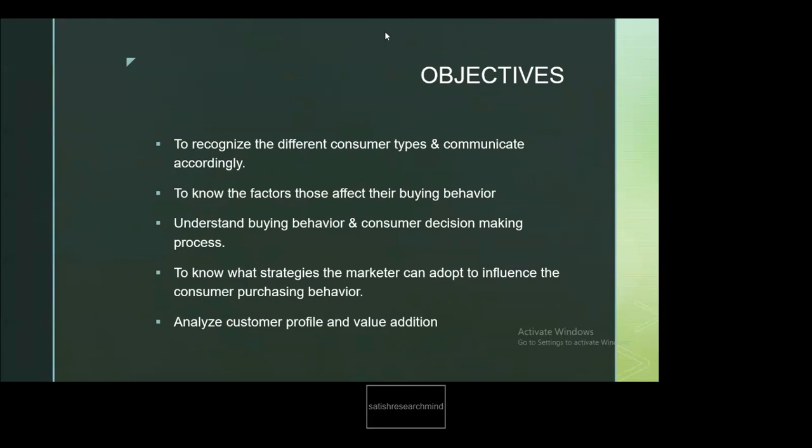What are the objectives? There are mainly five objectives. The first is the different consumer types and communication models. What are the factors that affect buying behavior? What is buying behavior, and how do we understand it? What is the consumer decision-making process? What strategies can a marketer adopt to influence consumer purchasing power? Then, how can we analyze customer profile and value addition? These are very important objectives in this first unit chapter.